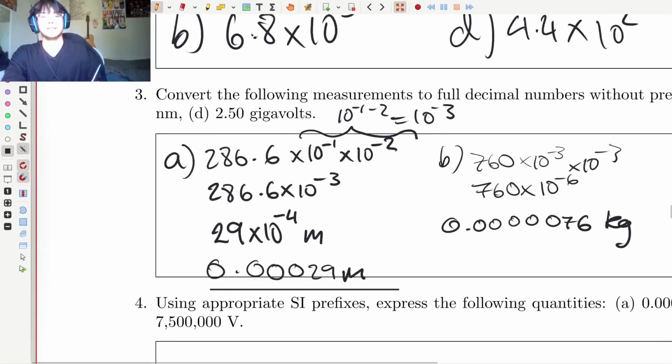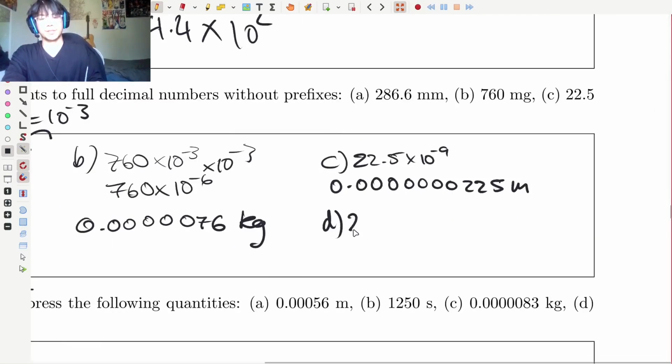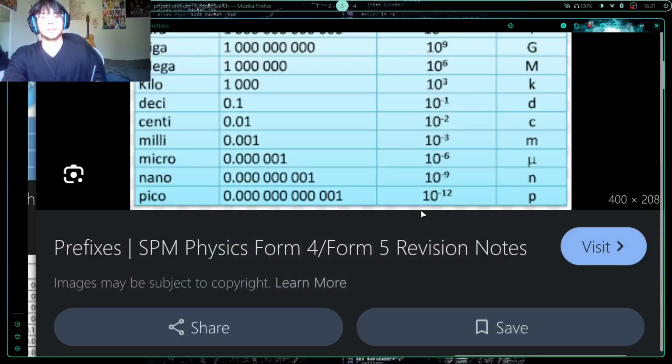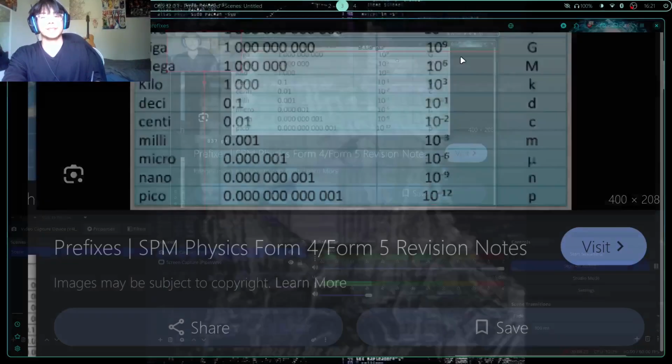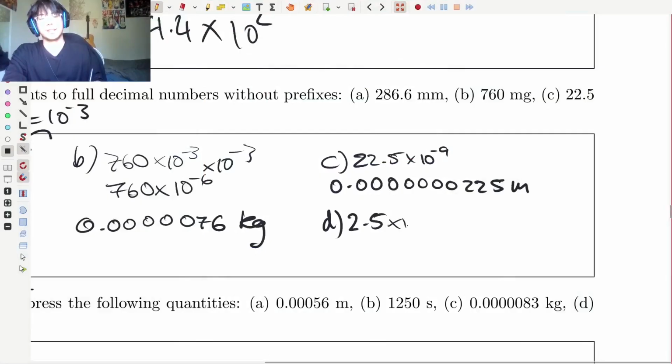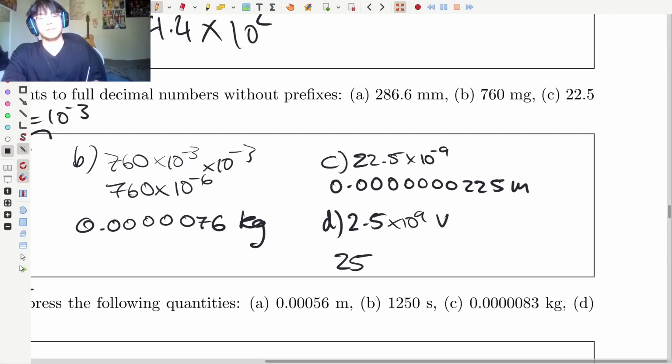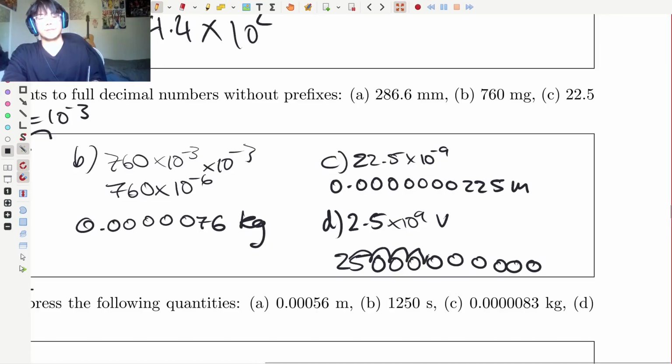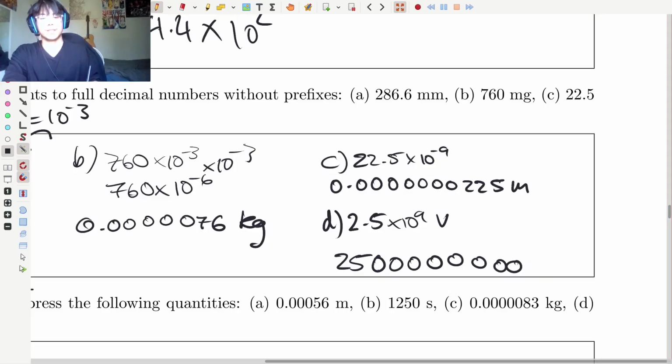And then D, 2.5 gigavolts. So we go and look at what giga is. Giga is 10 to the 9. So this is just times 10 to the 9 volts, which is 1, 2, 3, 4, 5, 6, 7, 8, 9. So I did one too many zeros.